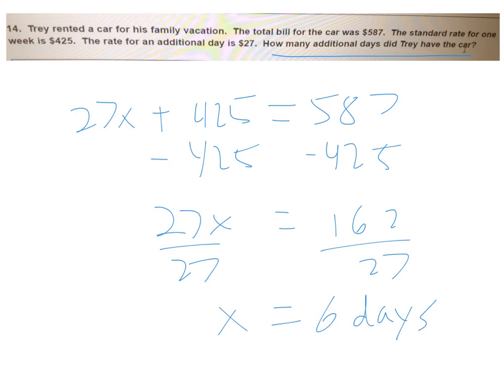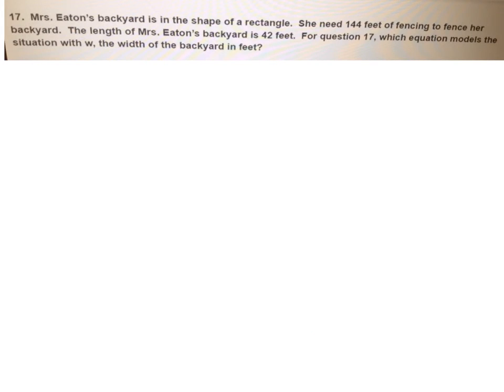All right, next one. On this one, it says Mrs. Eaton's backyard is in the shape of a rectangle. She needs 144 feet of fencing to fence her backyard. The length of Mrs. Eaton's backyard is 42 feet. So in this case, guys, you know the total that she needs is 144. You're trying to figure out W, so you can say let W equal the width of the backyard.